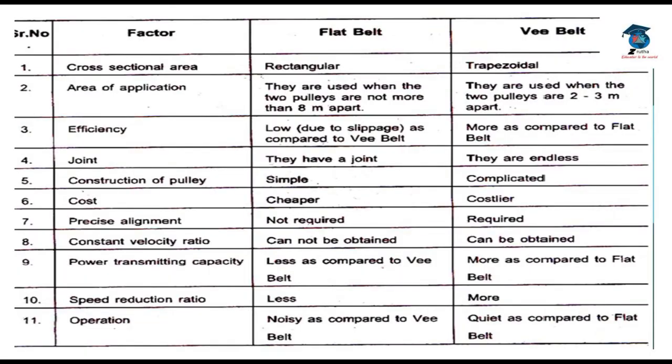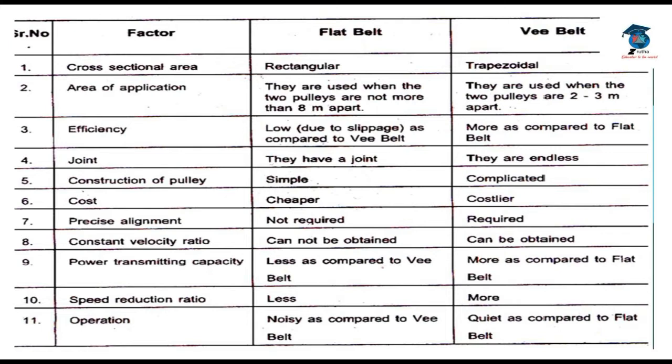Here in this slide you can see the difference between flat and V belt. A total of 11 points are given here, starting with cross-sectional area. A flat belt is rectangular in cross section and a V belt is trapezoidal. If you compare the area of applications, a flat belt is used in places where the distance between the pulleys is 8 meters, whereas a V belt is used when the distance is less.